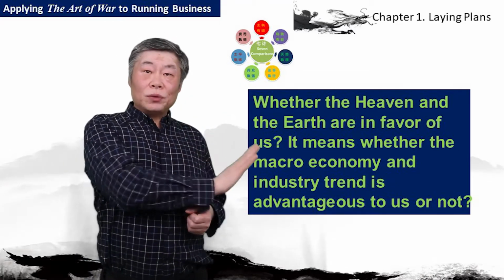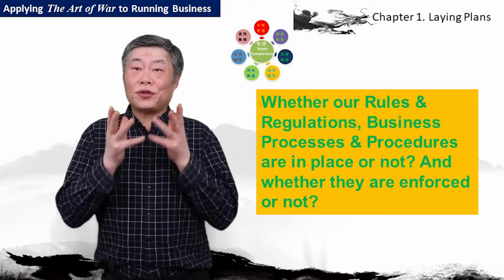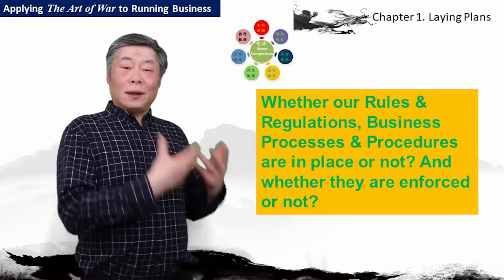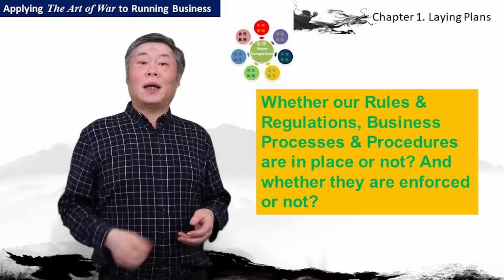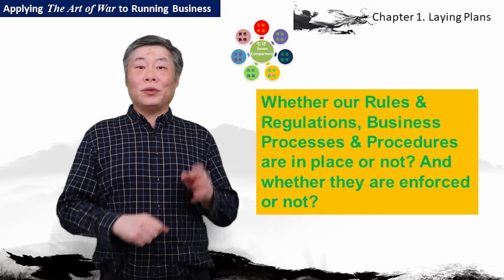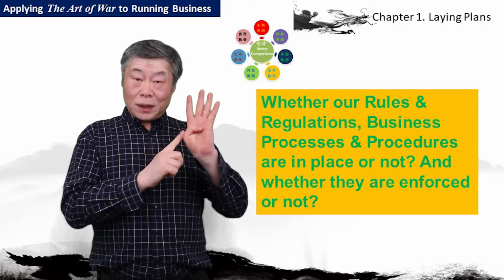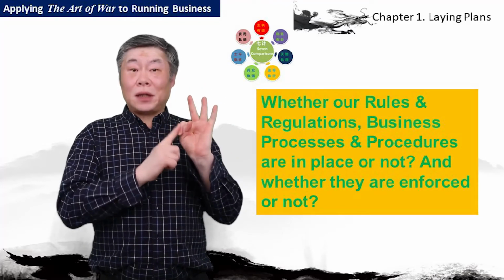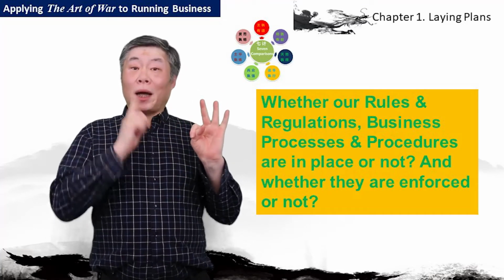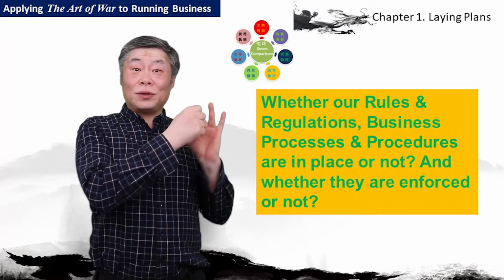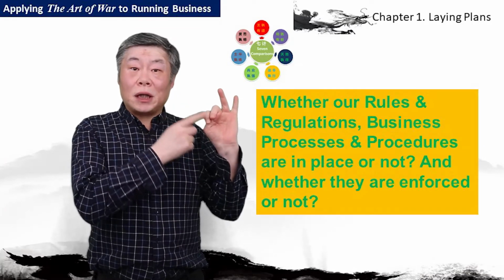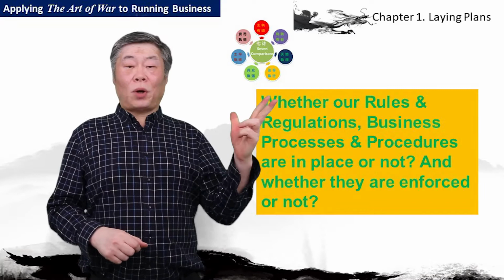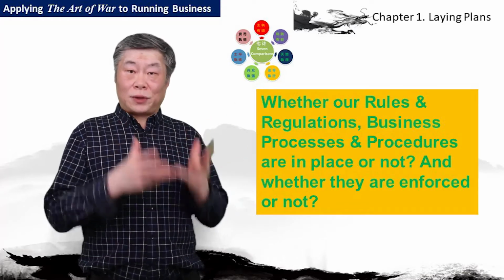Now, let us move on to number 4, on which side is discipline most rigorously enforced. Like I said, if you are a team leader, you need to set up the goal for the team, and also you need to work on the corporate culture, the team culture, the belief system, and then the other thing is you need to set up the team rules, regulations, business processes, business procedures, etc.